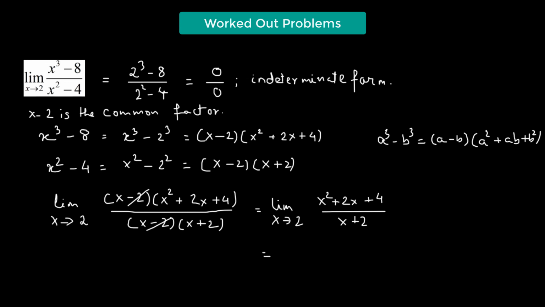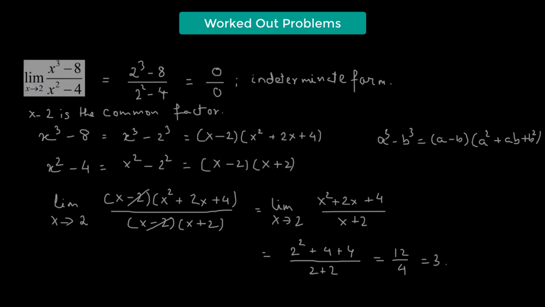And this leaves us with 2 squared plus 2 times 2, which is 4 plus 4, divided by 2 plus 2. So we have 4 plus 4 plus 4, which is 12, divided by 2 plus 2, which is 4. So the limiting value is equal to 3.